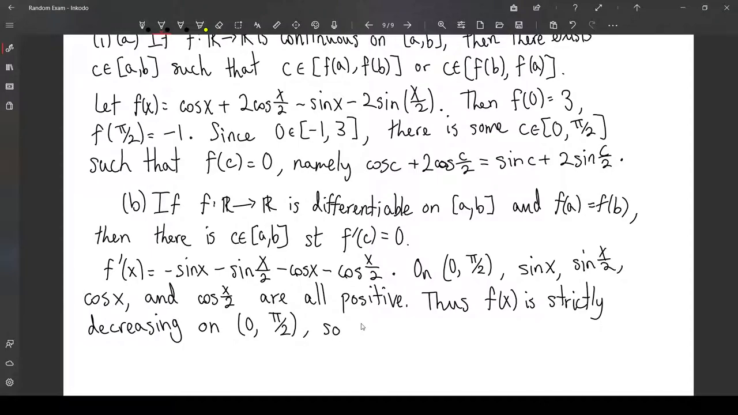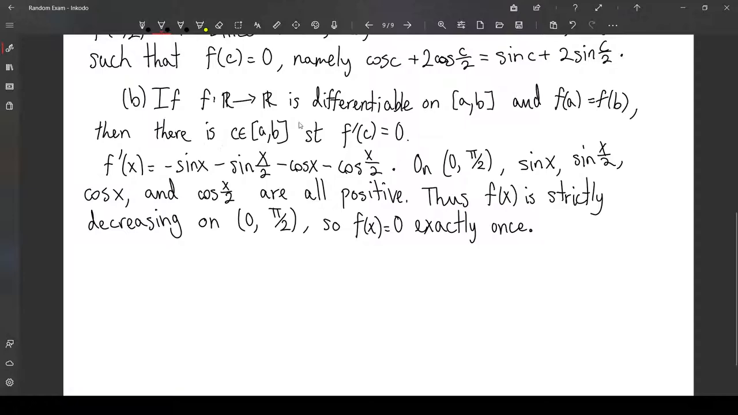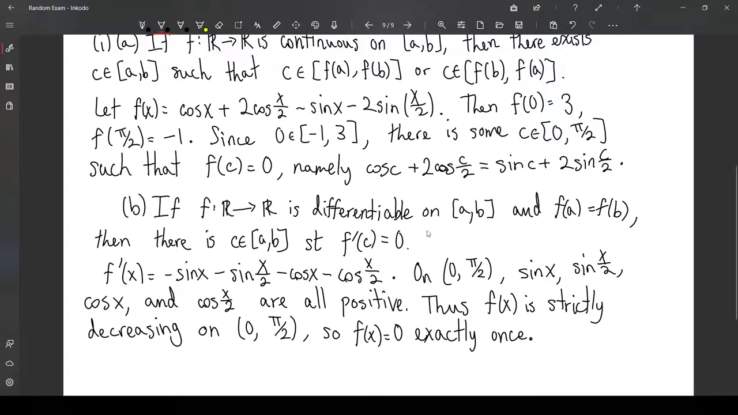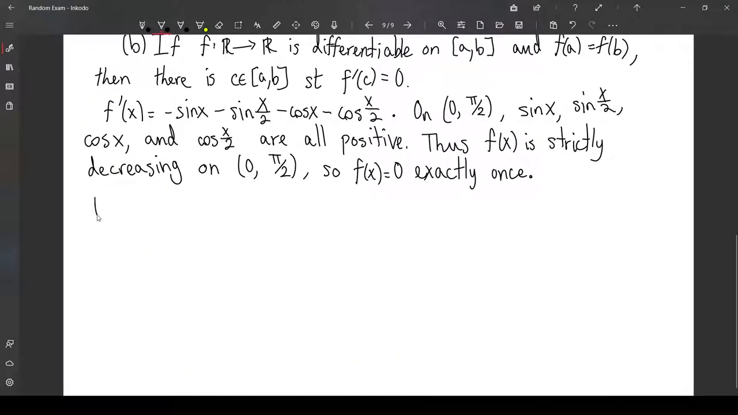So, f of x equals 0 exactly once. Right, because we showed this solution exists, and that's the only solution because f is strictly decreasing from 3 to minus 1. If there were more than one solution, it would have to increase at some point. Or I guess that's how you could argue by Rolle's theorem. You could say if there were more than one solution, then there would have to be a zero of this derivative at some point. But that contradicts the fact that it's always negative. Okay, now we have part two of this.